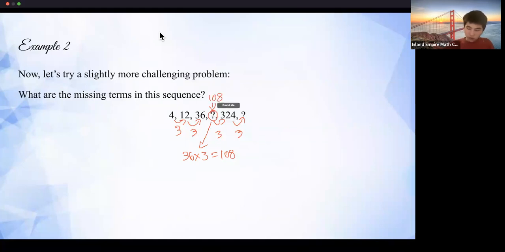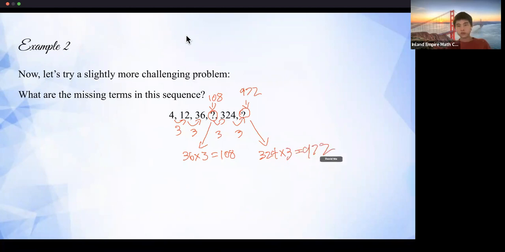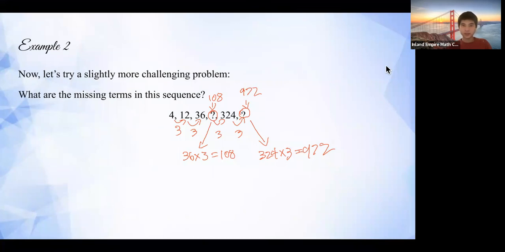For 324, we multiply it by 3 yet again. And as Jasper said, the correct answer for 324 times 3 is 972. 324 times 3 equals 972. So that is how we got the answers for these two questions. All right, let's move on to the next one.